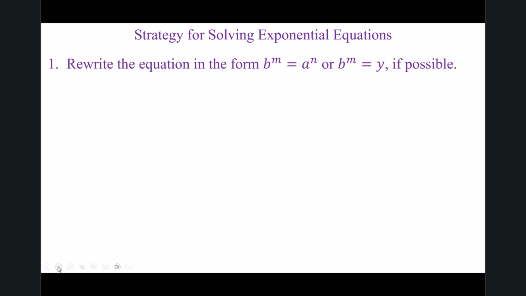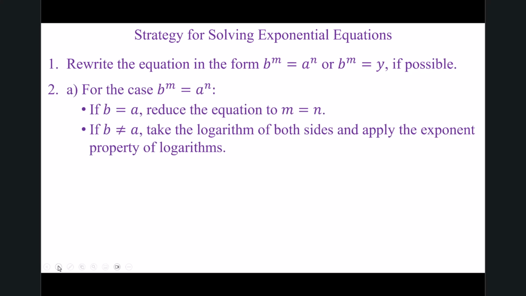First, rewrite the equation in the form b to some power equals a to some power, or just b to some power equals y if there's only one exponential part. If b to the m equals a to the n, and the base is the same, so if b equals a, then you can just set the exponents equal to each other. If b does not equal a, then take the log of both sides and apply the exponent property to get the variable out of the exponent and solve from there.